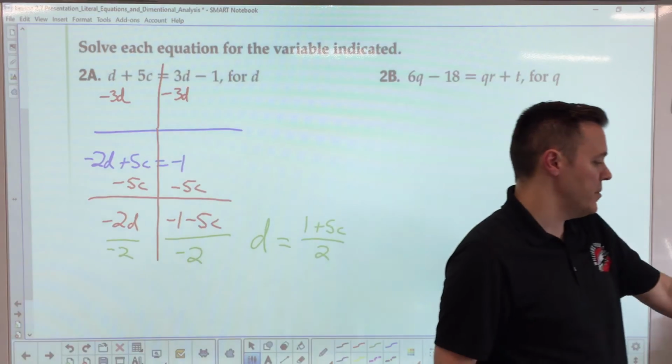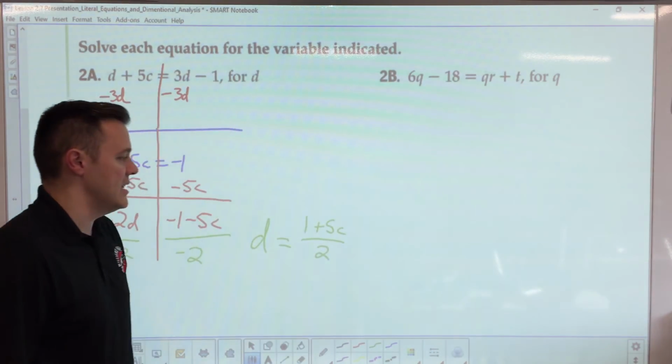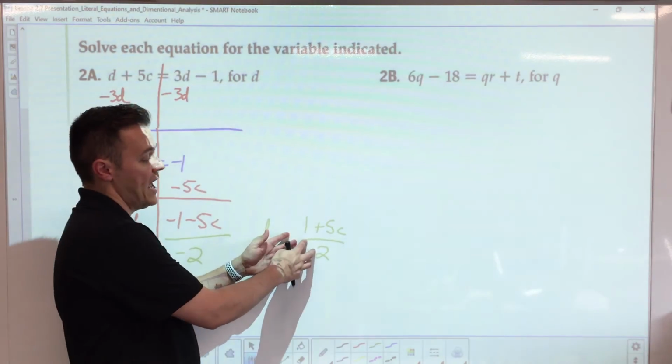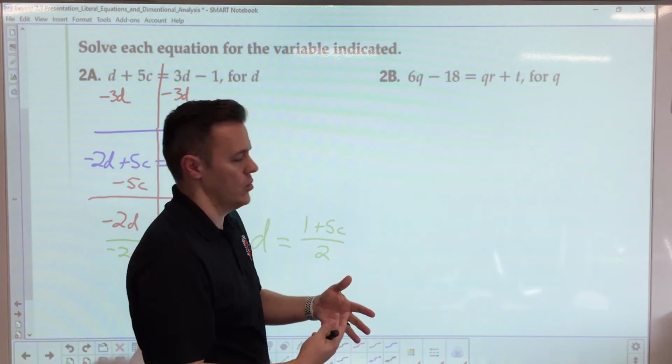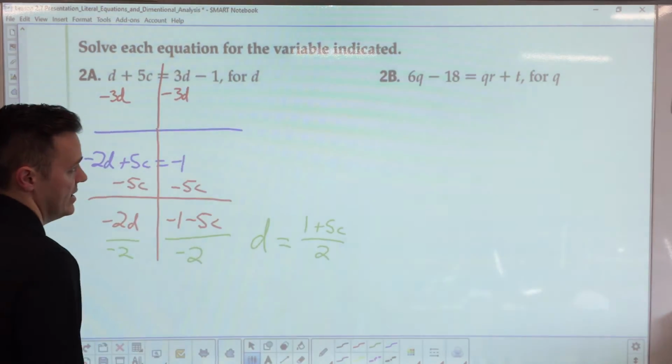Now, do you want to break it up and do anything crazy with that? Not necessarily. You just leave it like that and go from there. What I mean by that is it could be 1/2 plus 5 over c. There's no 5c over 2. There's no real reason to do that, so you just leave it as is.